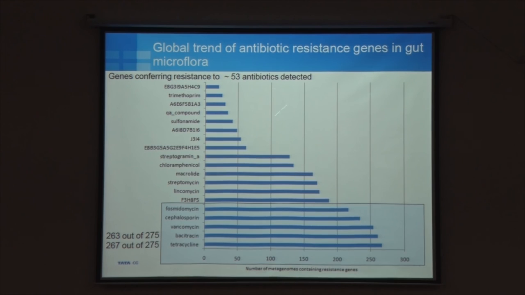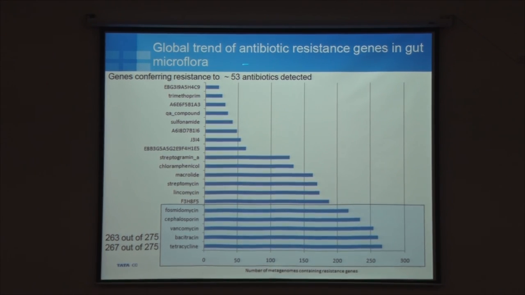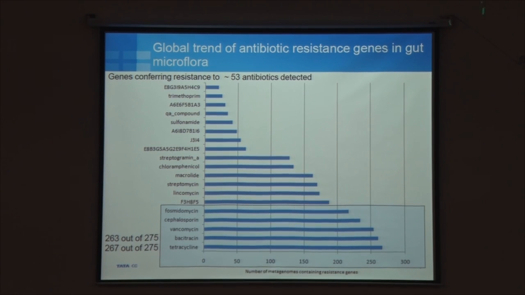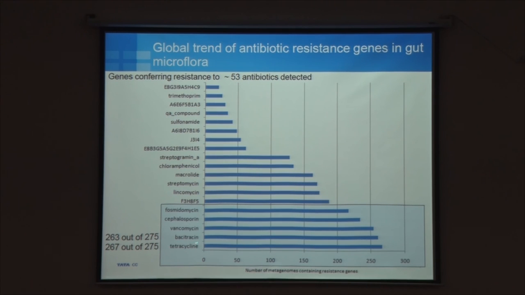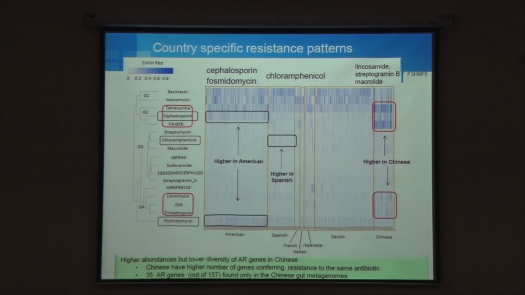We see that out of 240 antibiotics which we checked, we found the genes conferring resistance only to 53 antibiotics. And some of them, for example, tetracycline and bacitracin, were found almost in all individuals which we looked at. And that was not surprising, because tetracycline has been widely used worldwide, followed by vancomycin. And we also found out which are the bacterial groups which harbor these antibiotic resistant genes.